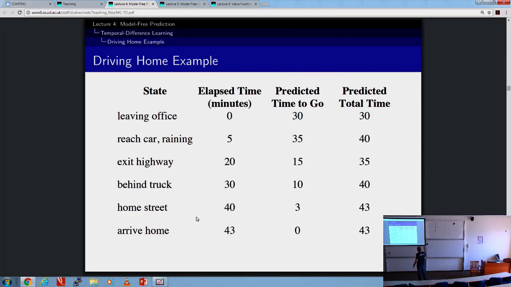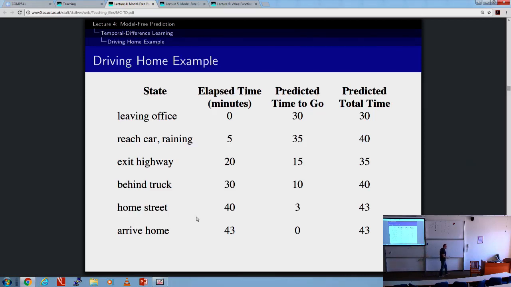And then the highway was nice, so I exited the highway fast. After 20 minutes, I have 15 minutes to go, so the value of this state is 15. Etc., etc., and then finally I arrive home and the value is 0.